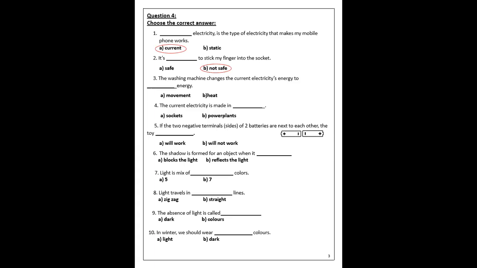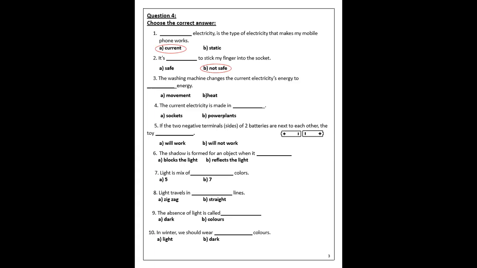Okay? Number 3, the washing machine changes the current electricity into what energy? Also, let's revise this part. We have taken before, and revised it last time, that current electricity can be changed into other types of energy. Like what? Like heat energy, for example. Like in the heater. When you put the plug of the heater in the socket, the current electricity changes into heat.